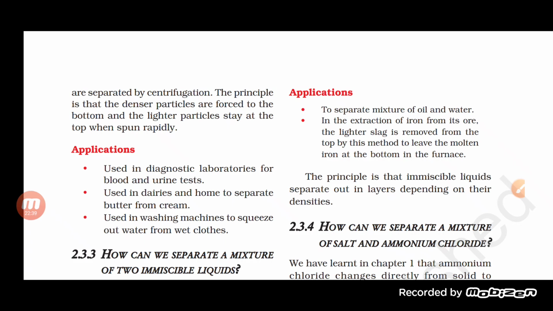So basically, what is the application? The mixture is a mixture of oil and water, that's why it is an immiscible liquid. And the second thing is that it is also used for the extraction of iron from its ore, like hematite. The lighter slag is there and that will be removed from the top by the separating method to leave the molten iron at the bottom in the furnace. So we must know that these are applications of the separating funnel.